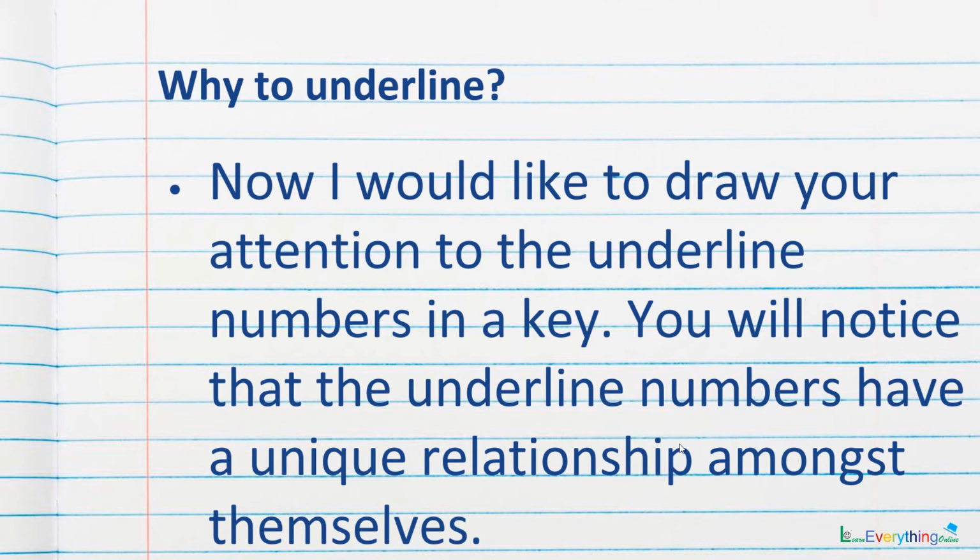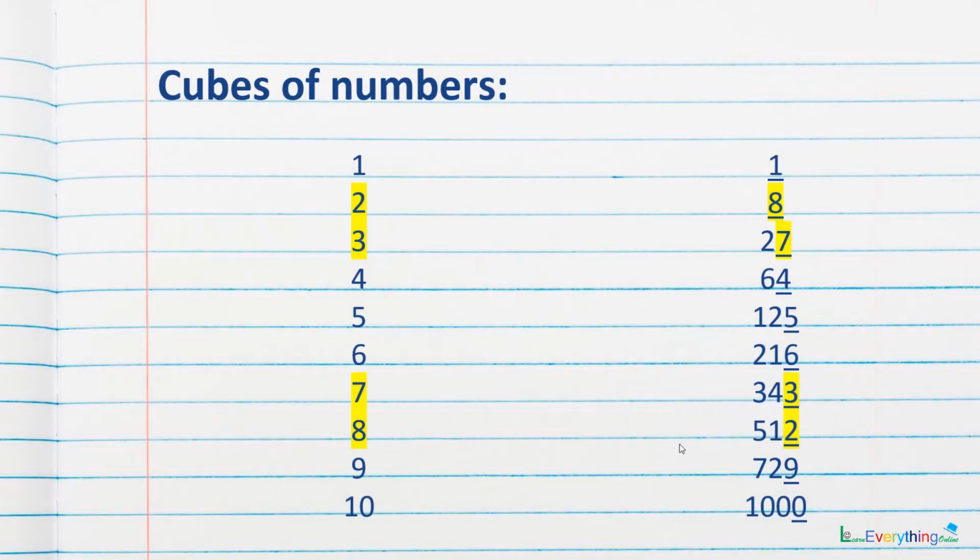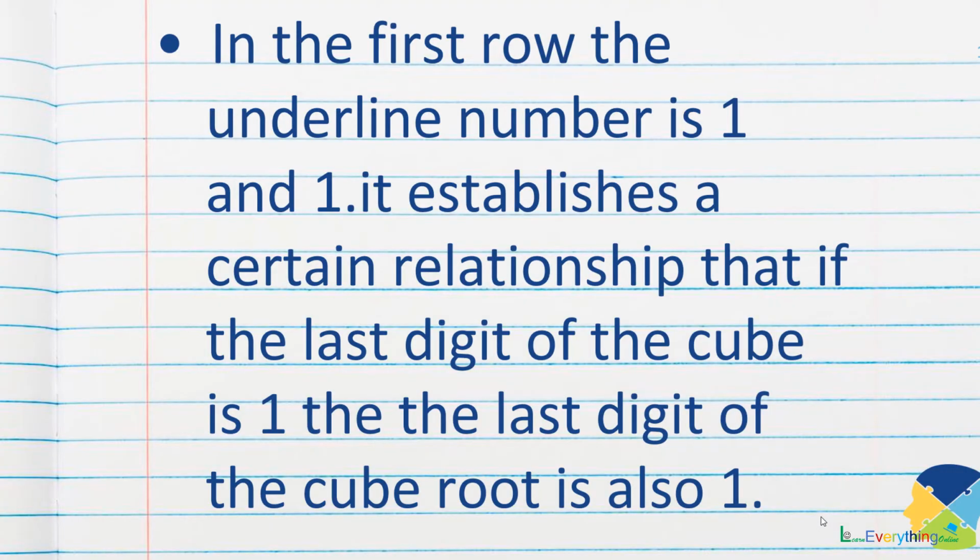Why do we underline? Now I would like to draw your attention to the underlined numbers in the key. You will notice that the underlined numbers have a unique relationship among themselves, as only these 4 numbers are vice versa different, but all the rest of the numbers like 1, 4, 5, 6, 9, 10 are the same in the unit place of their cube's answer. In the first row, the underlined number is 1 and 1. It establishes a certain relationship that if the last digit of the cube is 1, the last digit of the cube root is also 1.